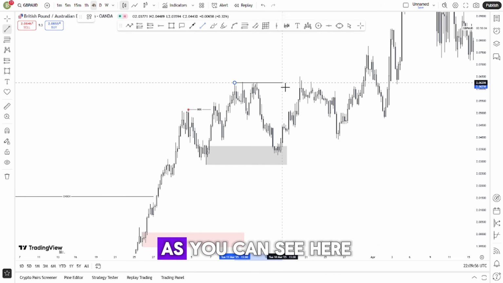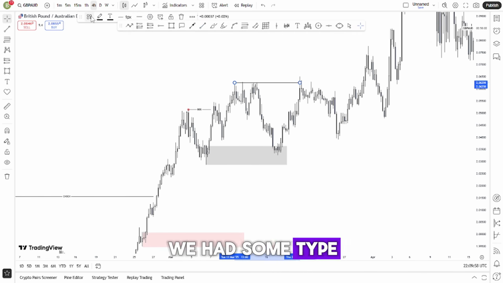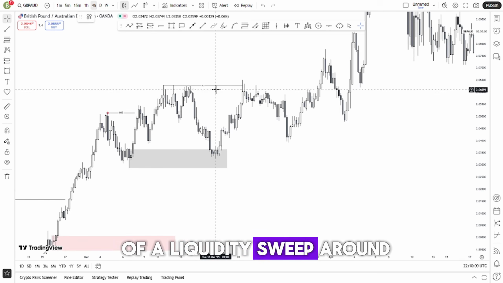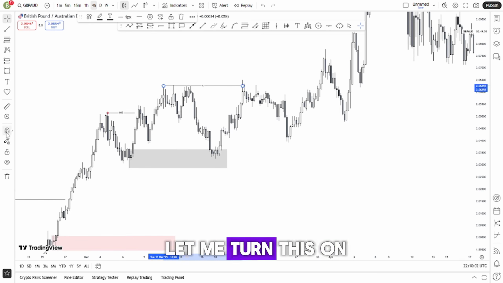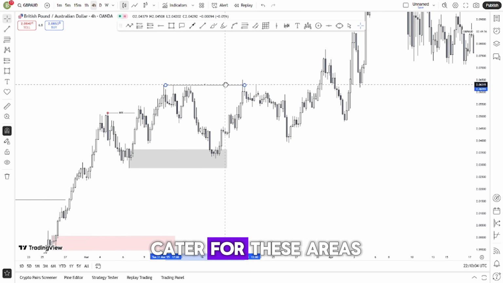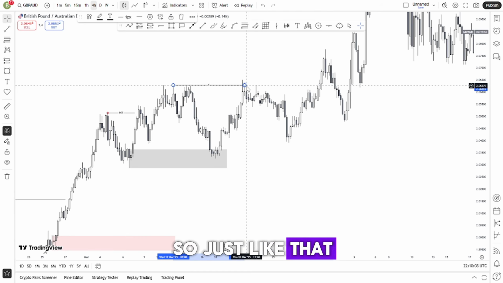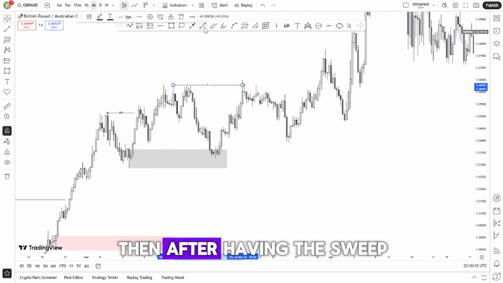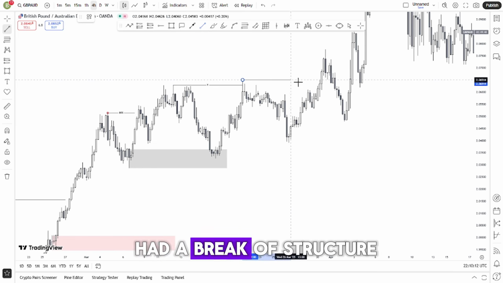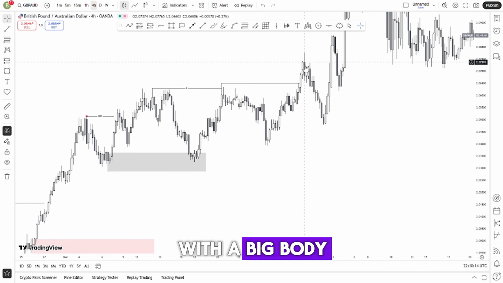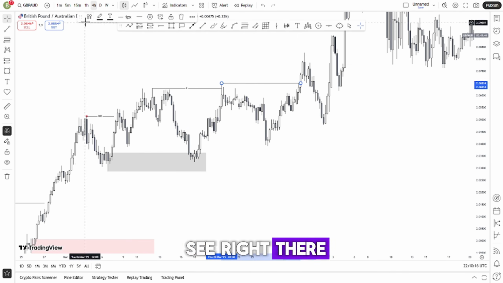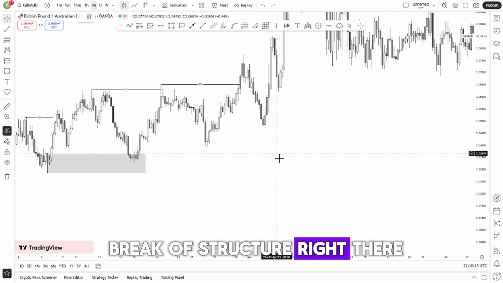So the swing high, as you can see here, we had some type of a liquidity sweep around this point here. Let me turn this on so that I can cater for these areas correctly, guys. Now, so just like that, we had the sweep. Then after having the sweep, that is when we had a break of structure with a big body candle, as you can see right there. So this is a break of structure right there.